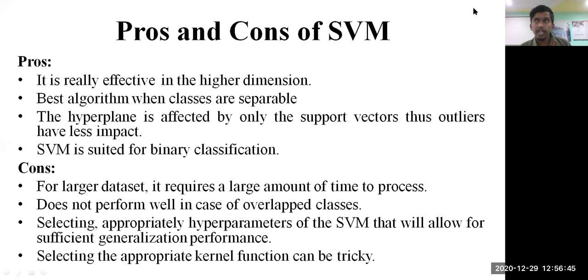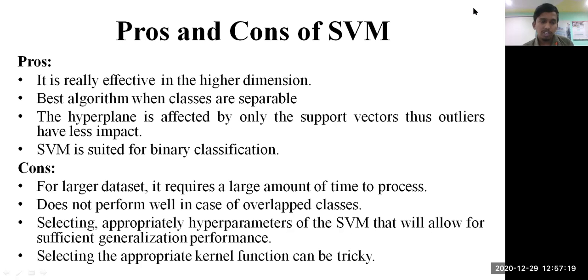The hyperplane is affected only by the support vectors, thus outliers have less impact. Because by selecting the hyperplane, you can identify the outliers easily. So detecting outliers is very easy using your SVM. SVM is suited for binary classification, that is yes or no or true or false, such type of data. If you are having only two classes, that is yes or no, or previously you can see green or blue, that's what we call binary data, then SVM is most suitable.